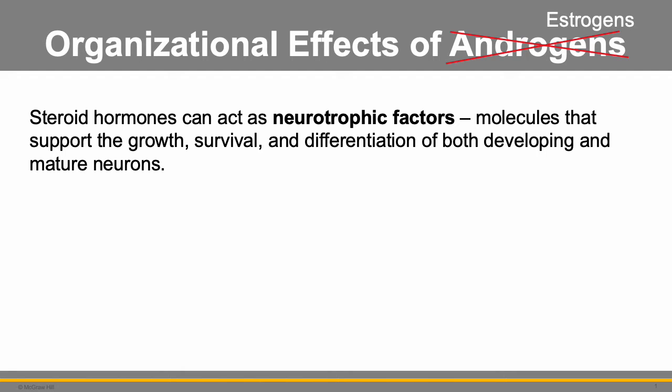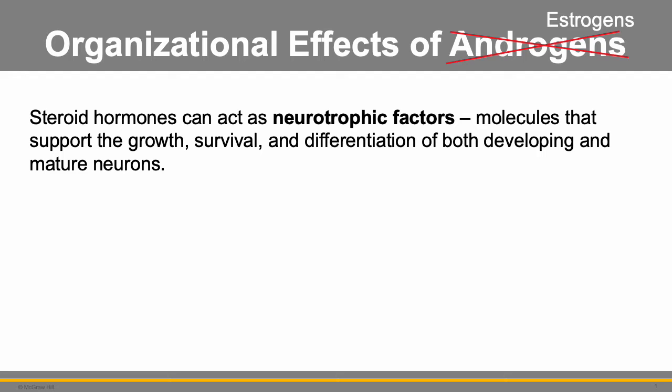Steroid hormones, as we've seen in examples before, have the ability to save neurons from cellular death. Further, they can also support the growth, survival, and differentiation of developing and mature neurons. Because of this ability, we label them as neurotrophic factors. They have neurotrophic effects. Neurotrophic effects are just that: supporting the growth, survival, and differentiation of neurons.